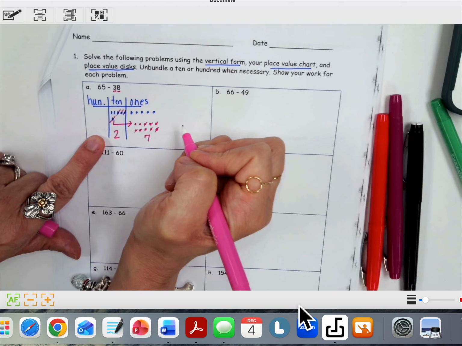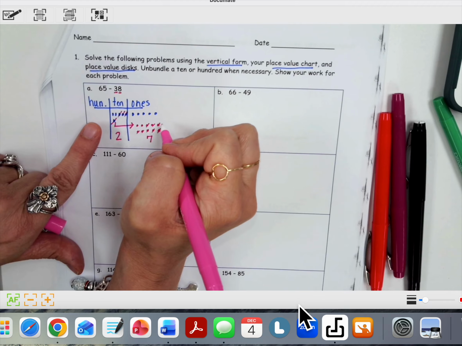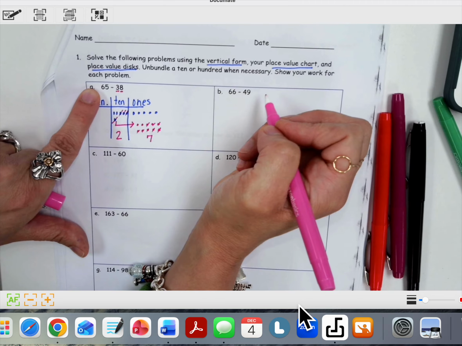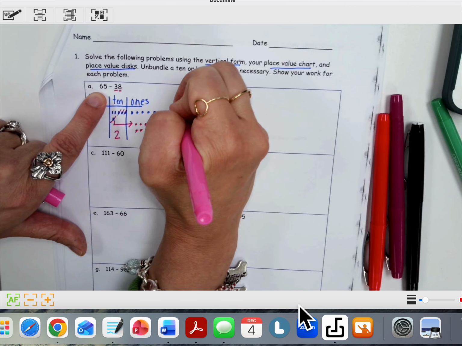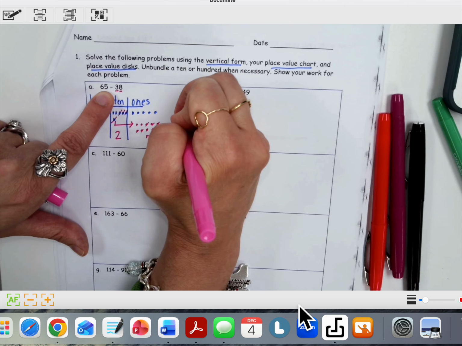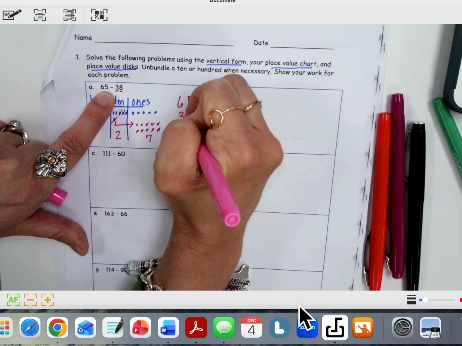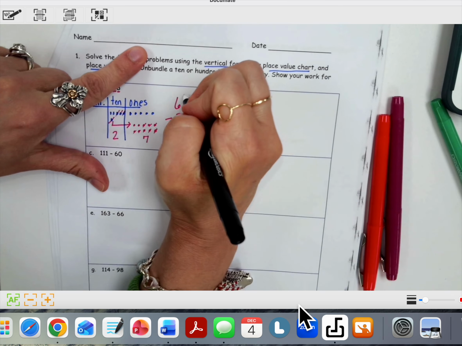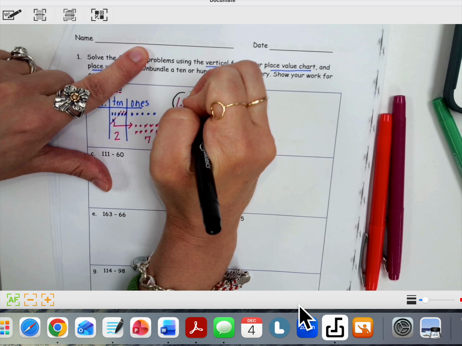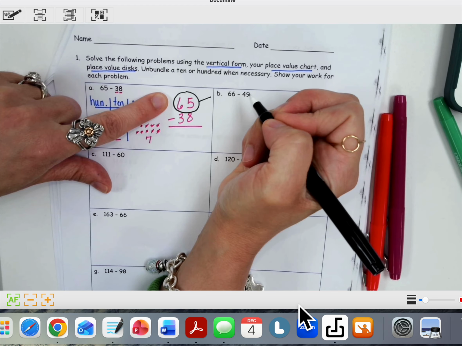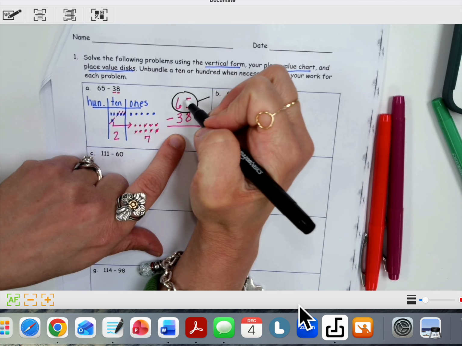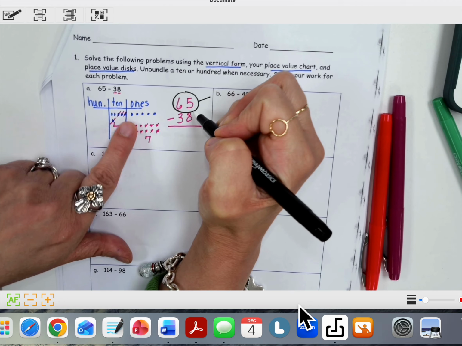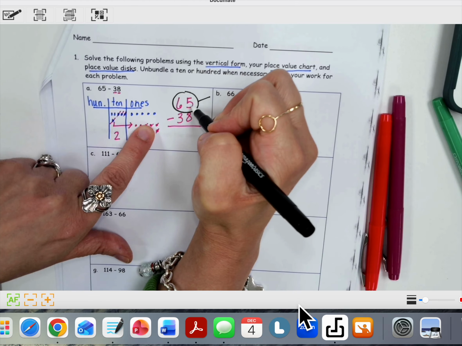But this particular assignment doesn't only require the place value chart with the discs, it also requires them to do their problem in vertical form. So we're going to write out the algorithm of 65 minus 38. What I encourage the kids to do is draw their magnifying glass over 65, the top number, and focus in on this number, and solve it using this model.